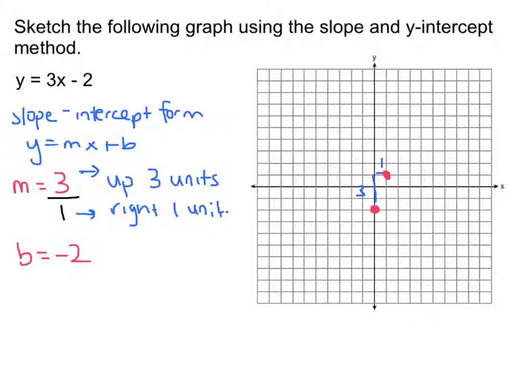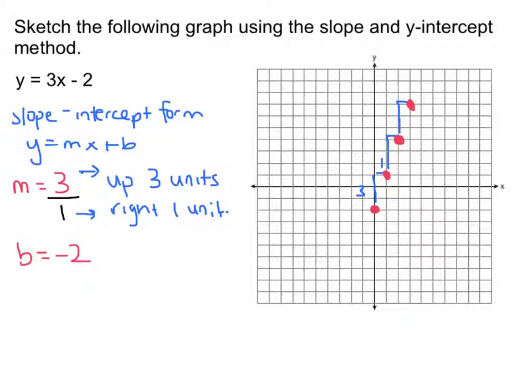And since slope is consistent, what happens is you can keep traveling from the point you just drew using the slope to get to the next point on the line. So you could also go up 3 units and right 1 and draw the next point, and up 3 units and right 1 again to draw the next point. And we can still draw these points as far as we can if we need to.